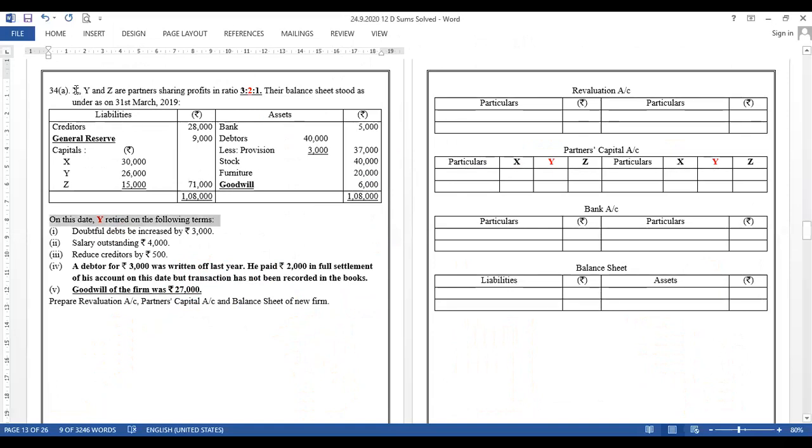Partners sharing profits in the ratio 3:2:1. The balance sheet stood as under as on 31st March 2019. On this date, Y retired on the following terms.